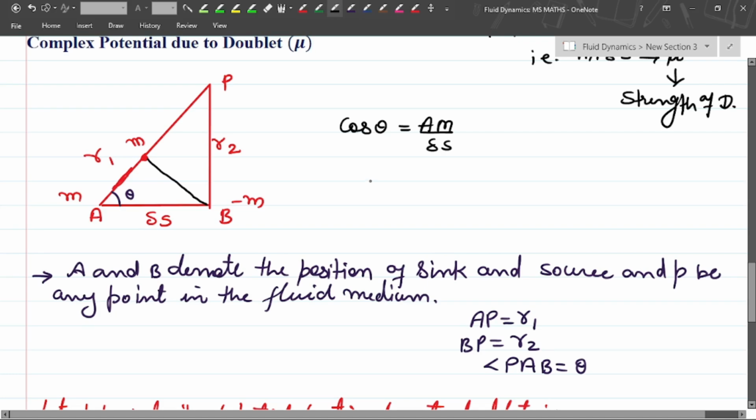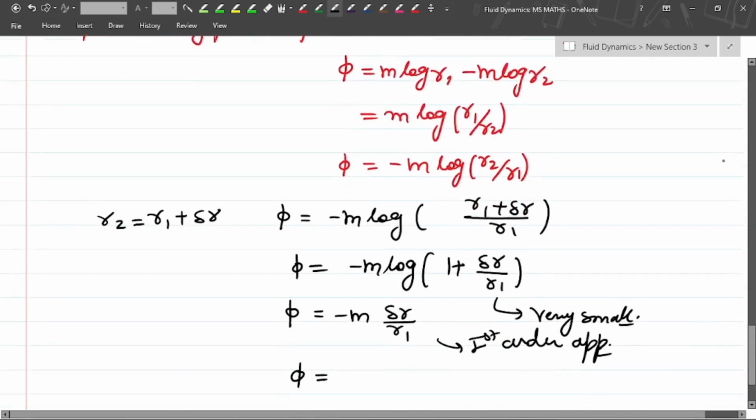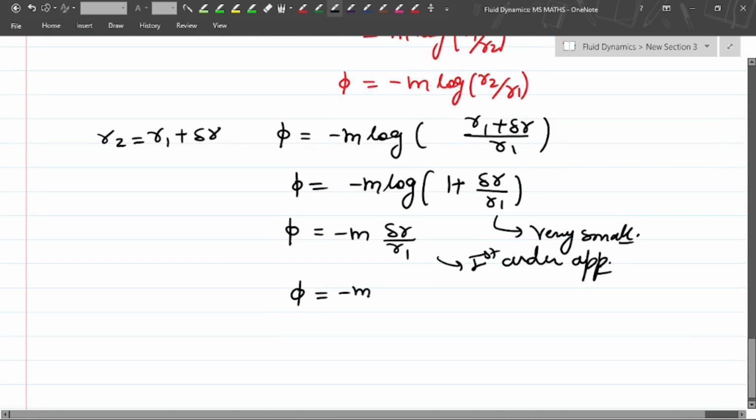So I can just write delta S, or delta... oh yeah, AM is delta R. So cos of theta is equal to delta R upon delta S. So what is delta R? It is cos of theta into delta S. So I can simplify and put here minus of M cos of delta S divided by delta R. So this is the complex potential function, or basically what is this? This is the mu, the strength of the complex potential function.